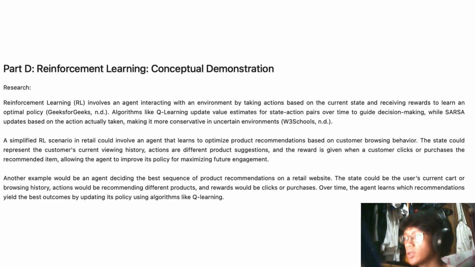So, in a practical scenario, the RL agent could try different sequences of recommendations and learn, for example, that showing high rated items first works better for some users, while showing discounts first works better for others. The goal is to maximize engagement or purchases over time by continuously improving its strategy.